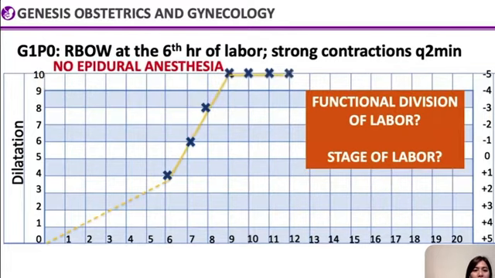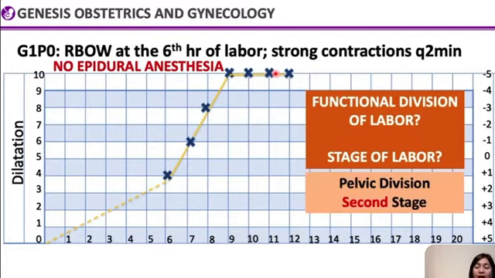So what about this? This is another patient, let's say a high patient, but this is the scenario: no epidural anesthesia, and she has reached full cervical dilatation. Again, questions for you: what is her functional division and what stage of labor? In terms of functional division, she is still in the pelvic division, because she is past the deceleration phase. Then her stage of labor is the second stage of labor, because she is fully dilated.